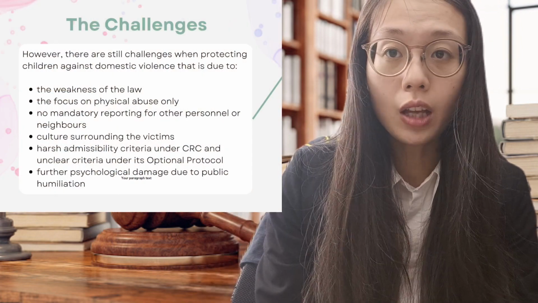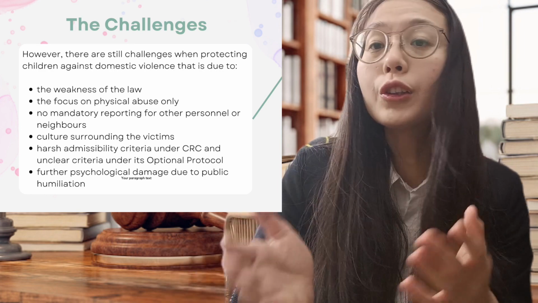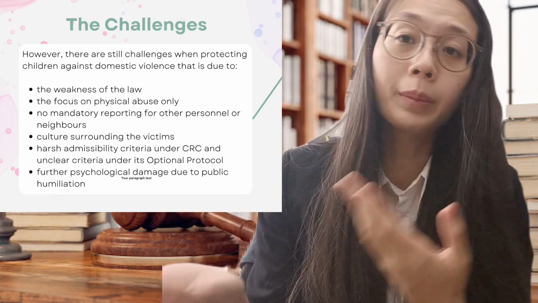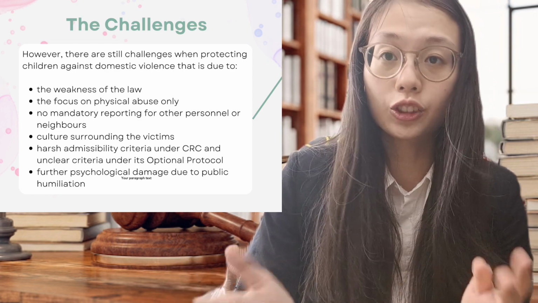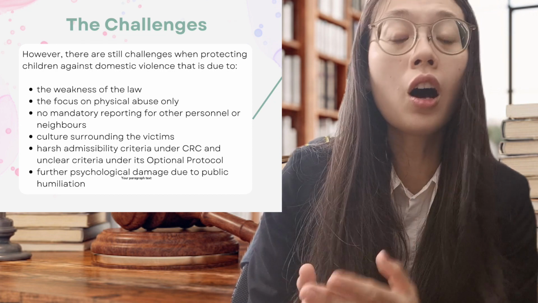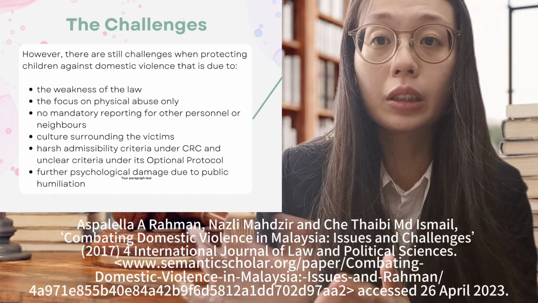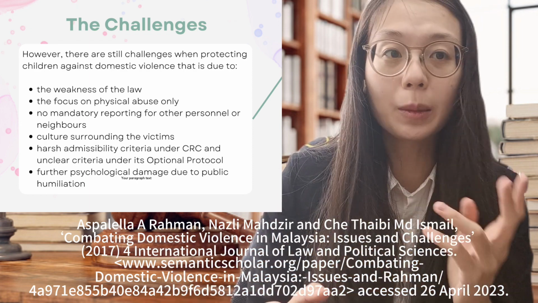I'll be talking about the challenges we face in preventing domestic child abuse. Although the acts as stated before have provided protection to children from domestic violence to some extent, there are still various issues regarding this topic. Firstly, the law is still weak to some extent. Although amendments have been made to the Domestic Violence Act 1994, the weaknesses of the law are still present.